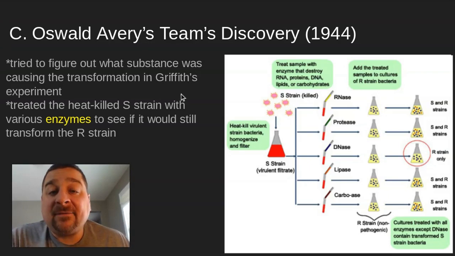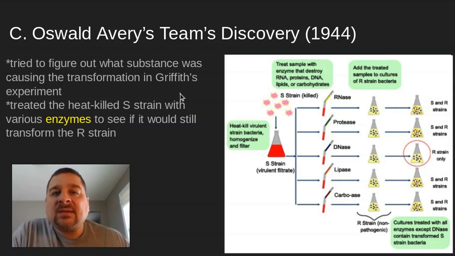Now, scientists had known about nucleic acids, DNA, and RNA for a while in the early 1900s, but they did not know it was the genetic material. So after the rediscoveries of genetics, scientists became more curious as to what exactly is happening.